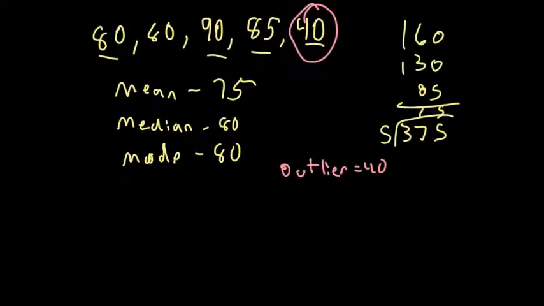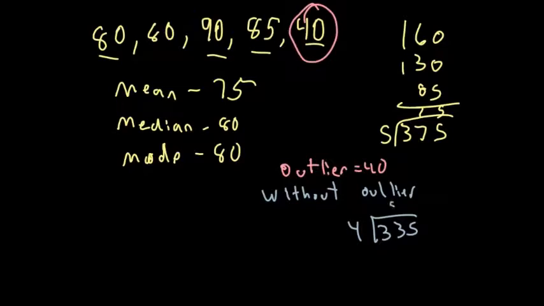go down a lot. So let's look at what the mean would be without the outlier. So we just take 40 away from that 375, so that would be 335 divided by 4, which would go in 8 times. 32, subtract, get 15. It'll go in 3 times with 3 left over. So 83 and 3/4. We'll just round that to 84.